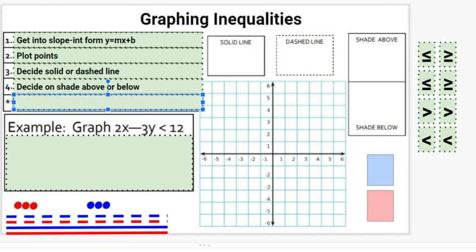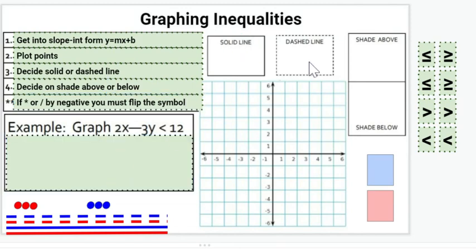Right, and then just something that you need to keep in mind is that when you're getting into y equals mx plus b, slope-intercept form, if you multiply or divide by negative, you must flip the symbol. And I'll demonstrate that on our example here.